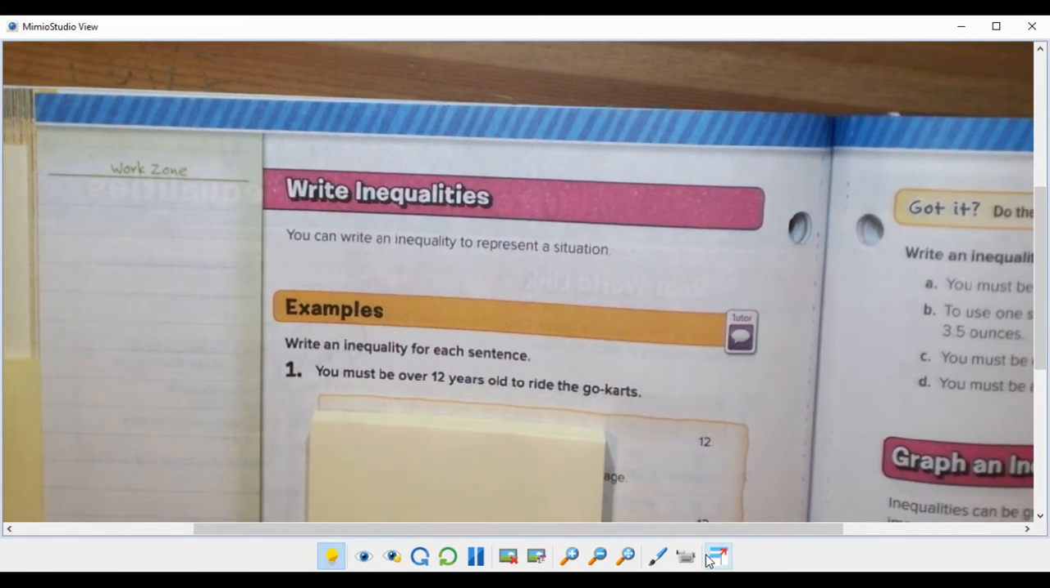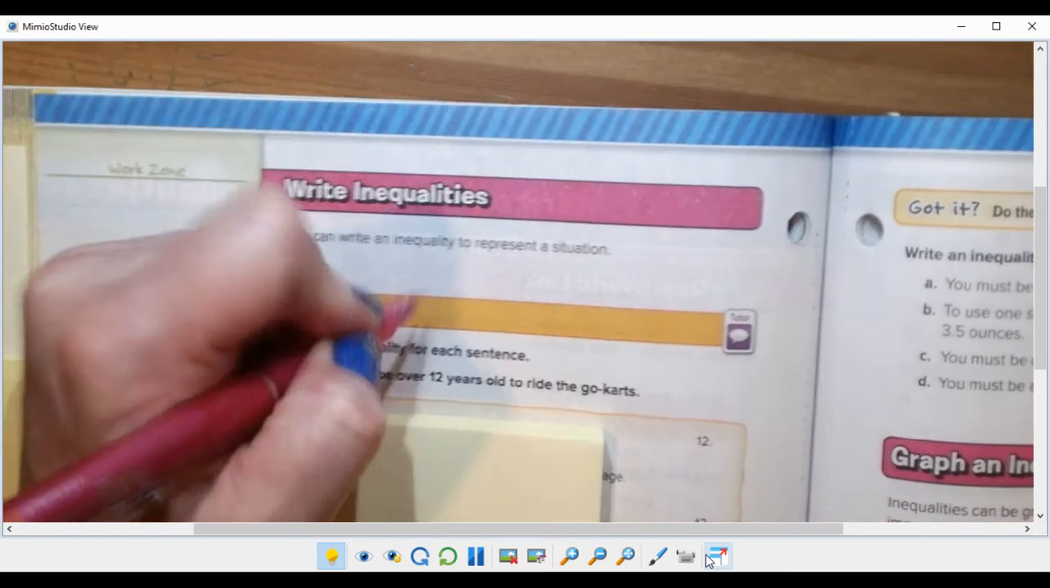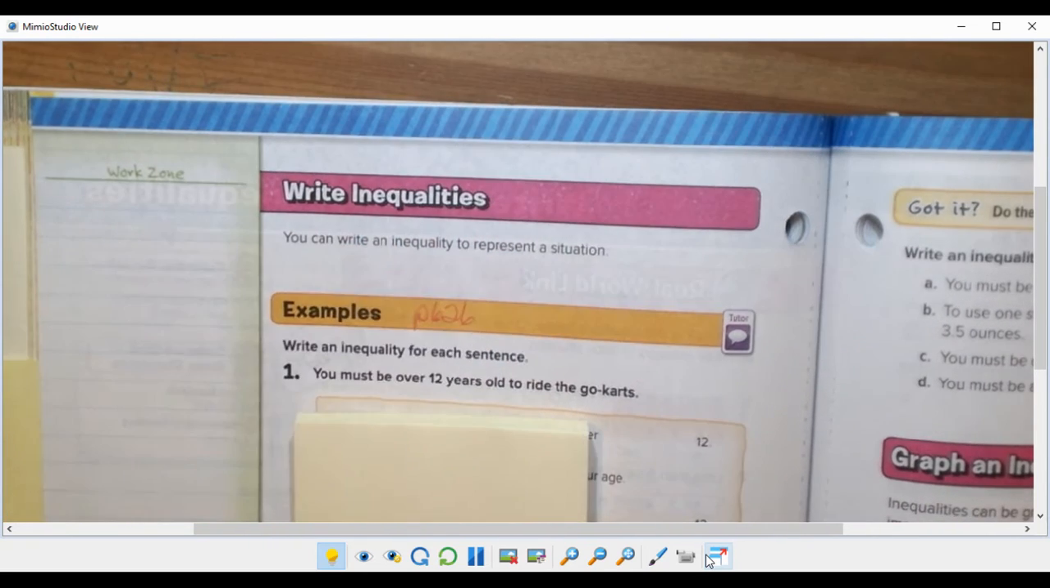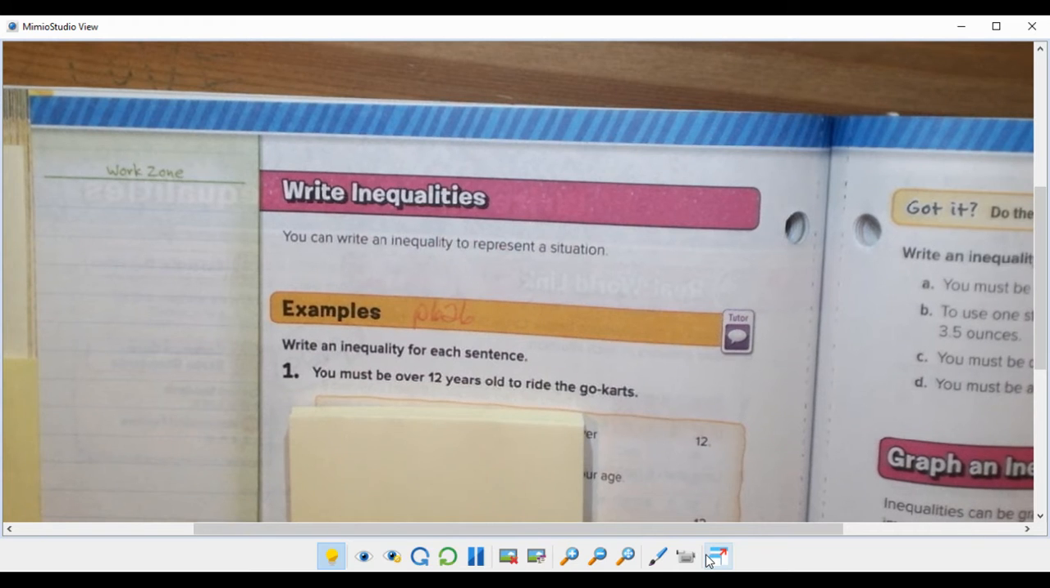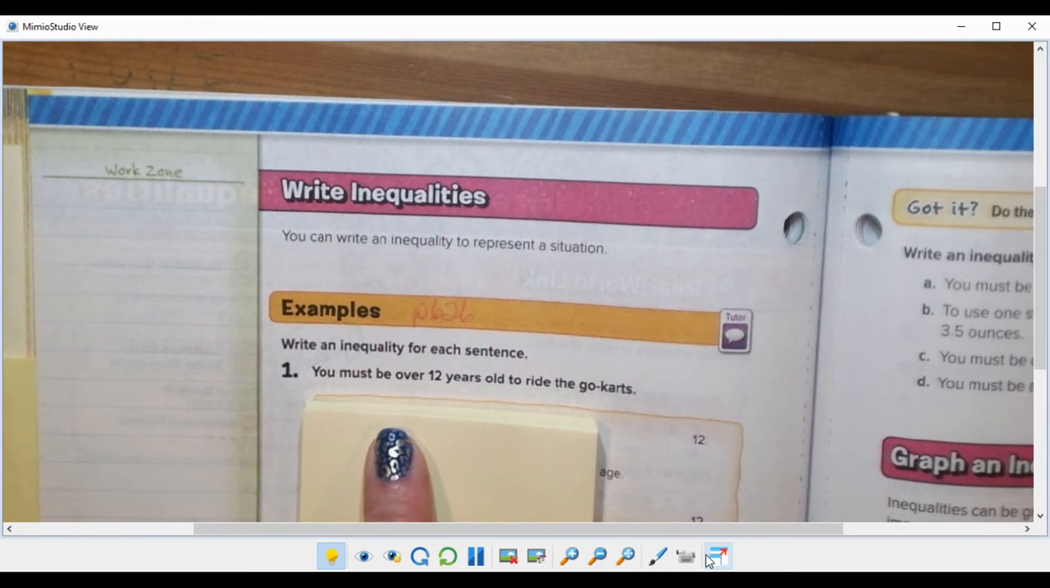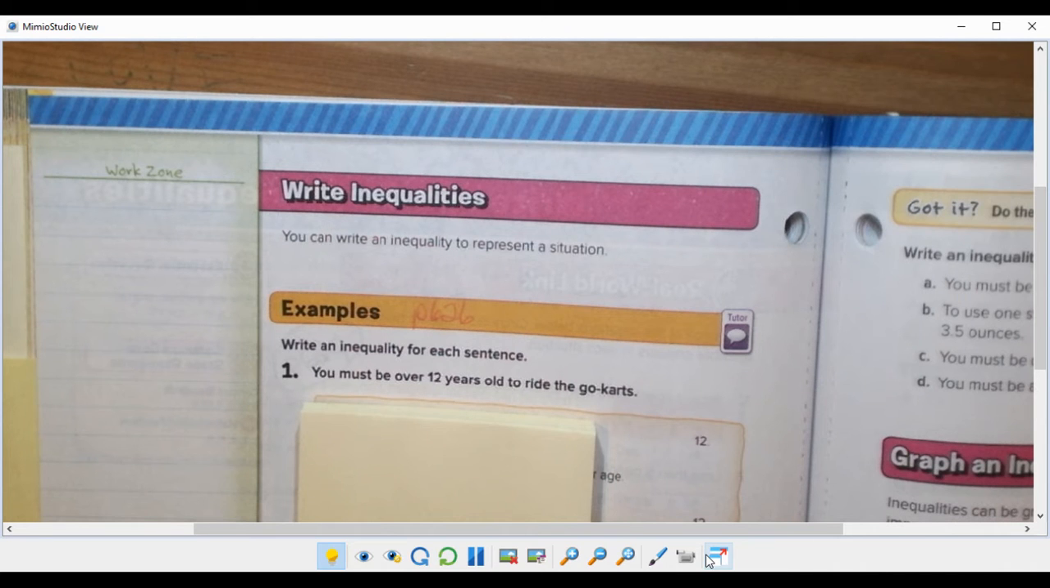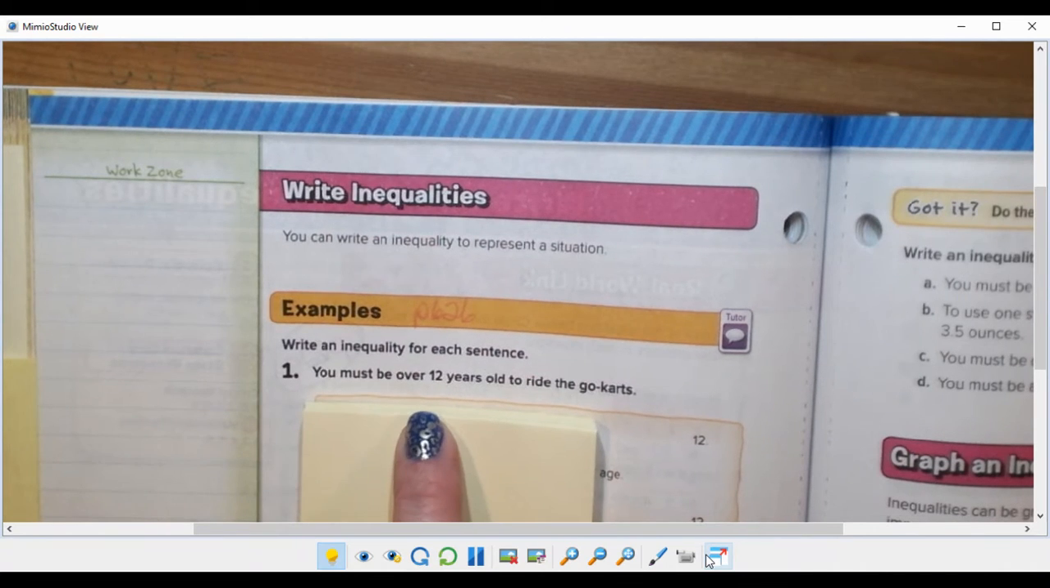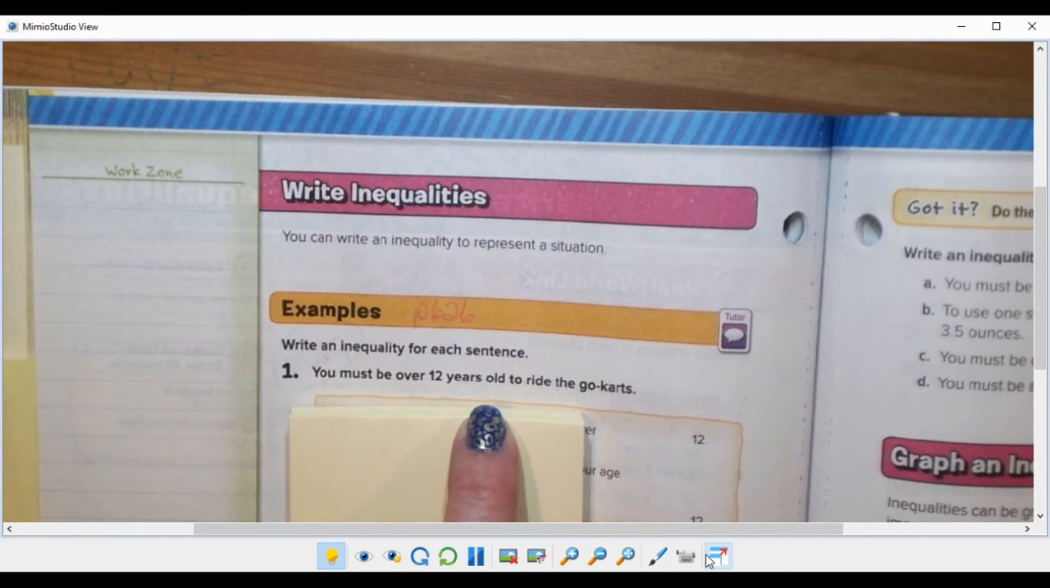So let's look at number one. I am on page 626, if you want to follow along in the book. Okay, so the first problem here says you must be over 12 years old to ride the go-karts. What I like to do to wrap my brain around this is think of some situations. If I was 11 years old, could I ride the go-karts? No, because that's not over 12. Let's go the other way for a second. If I was 13 years old, could I ride the go-karts? Yes, because that's over 12.